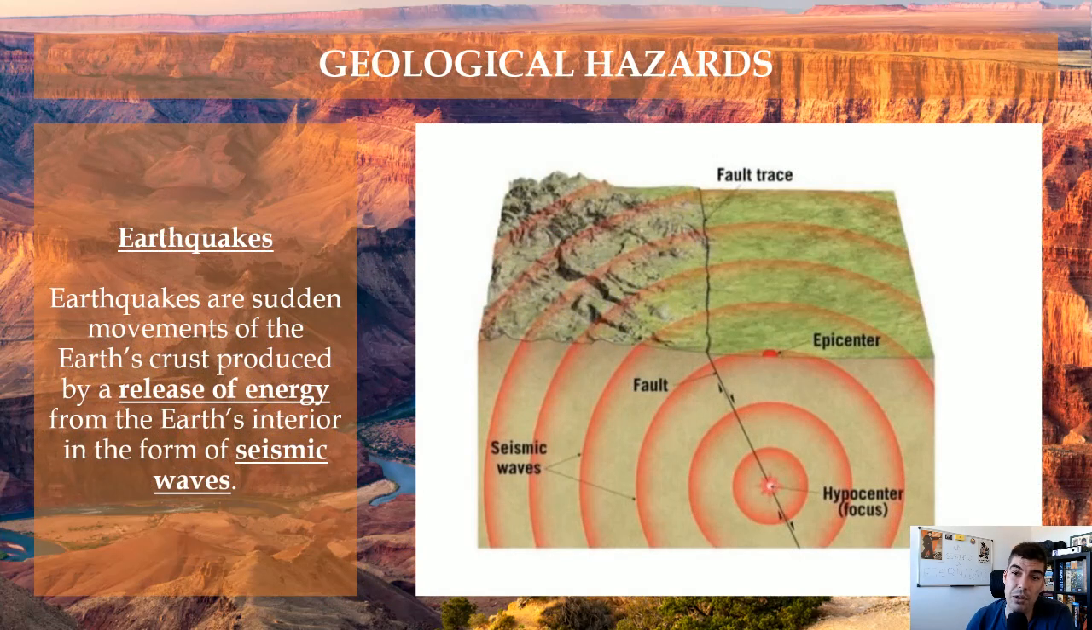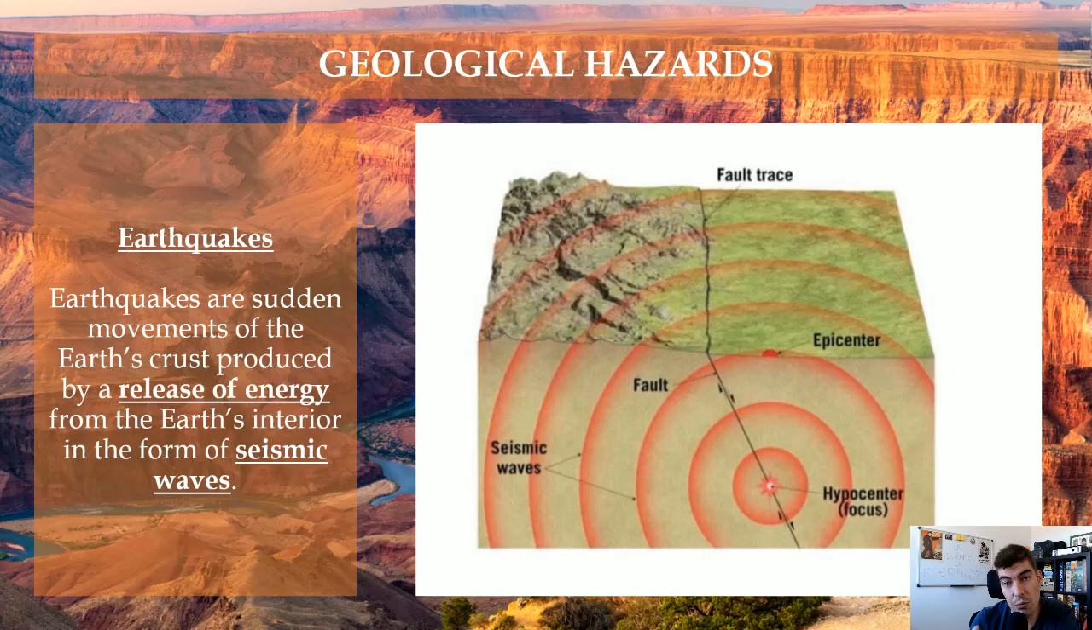And now the second geological hazard, which are the earthquakes, los terremotos. Earthquakes are sudden movements of the earth's crust produced by a release of energy from the Earth's interior in the form of seismic waves, ondas sísmicas. For example, when there is a tectonic fault and the tectonic plates move and slide past each other, sometimes they release a lot of energy in the form of these seismic waves, and these waves cause earthquakes, terremotos.